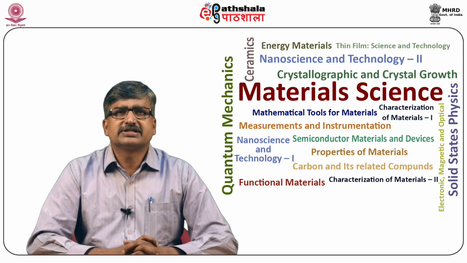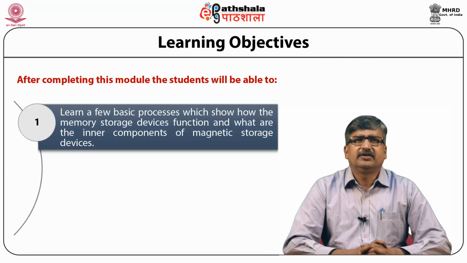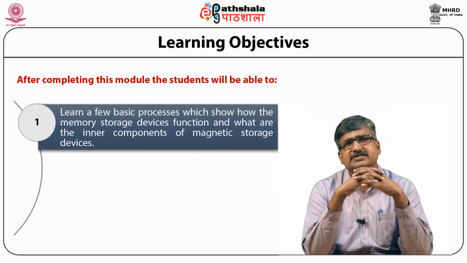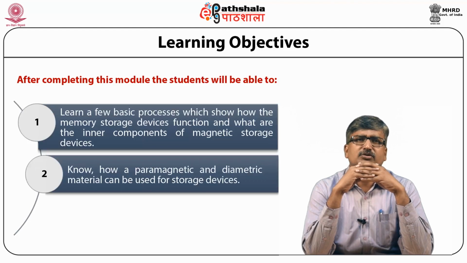Today, we are going to discuss the module titled Magnetic Storage Materials under the paper Nanoscience and Technology 2. After completing this module, my dear student, you will be able to learn a few basic processes which show how memory storage devices function and what the inner components of magnetic storage devices are. You will also know how a paramagnetic and diamagnetic material can be used for storage devices.